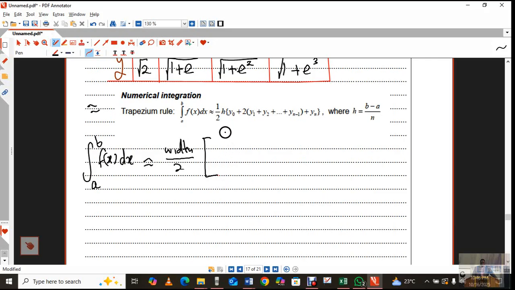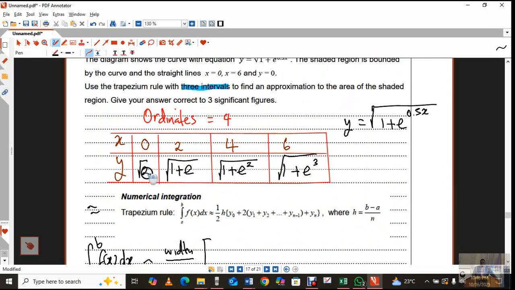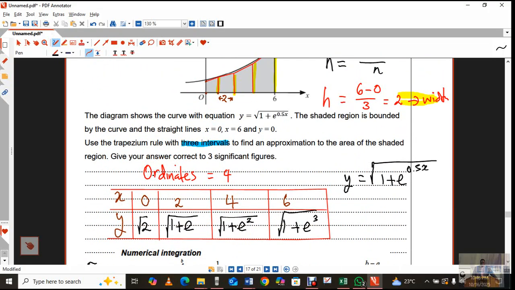Then you are going to find the first height. This root 2 that you are seeing here is the first height when you put 0. And that other one will be the second one, the square root of 1 plus e, and so on and so on.